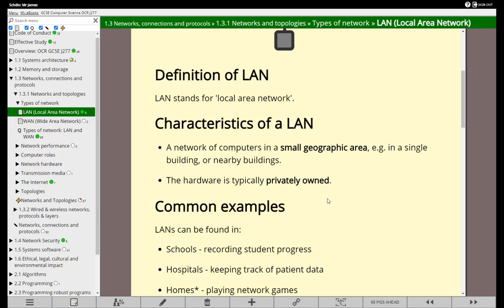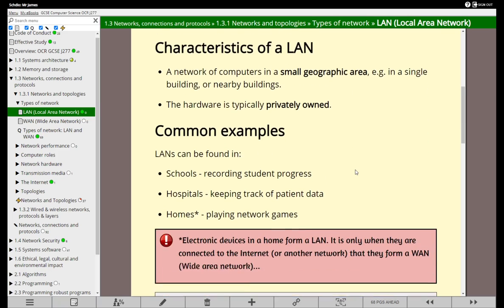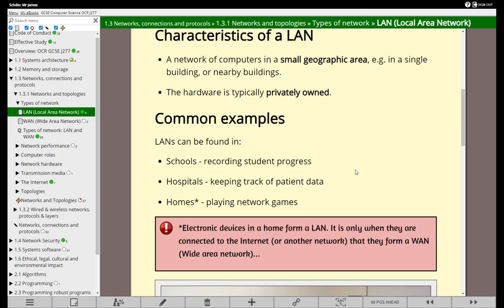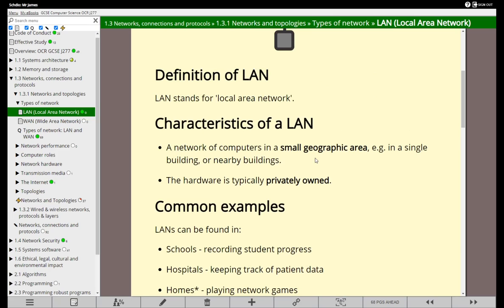So we're talking about a small geographic area. And the second point, if you just think about the equipment you have for a moment, all this equipment, all this hardware is privately owned. So these are our two characteristics of a LAN, a small geographic area, and the equipment is privately owned. So yes, you can find them in people's homes, but also in school as well. If you just think about all of the computers within a school, they are all likely to be connected within one network. Hospitals too might have their own individual networks. So we're talking about a small geographic area where the hardware is privately owned.